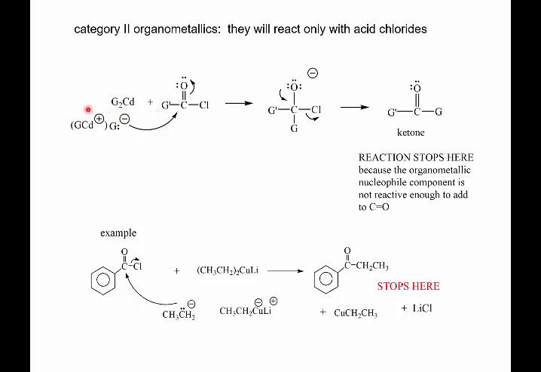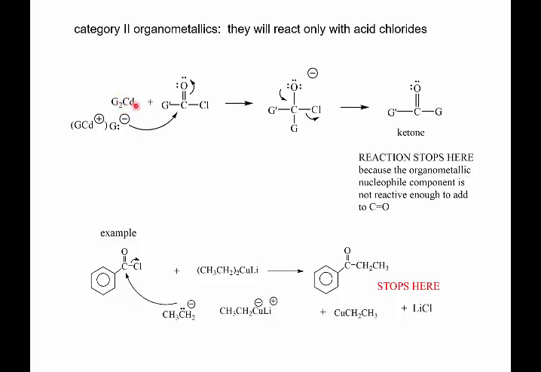They can only react with the most reactive of the carboxylic acid derivatives, the acid chloride. And so I'm going to use diorganocadmium. G represents an organic group. It could be any kind of organic group.